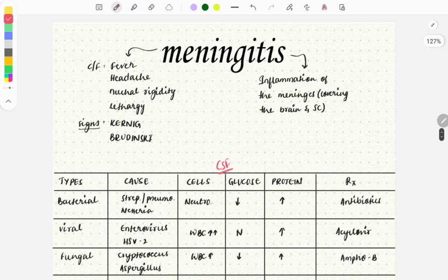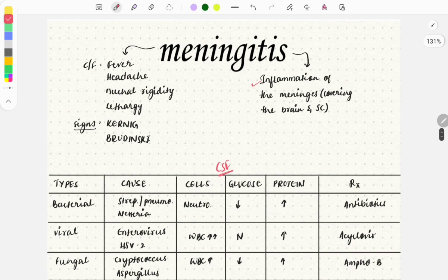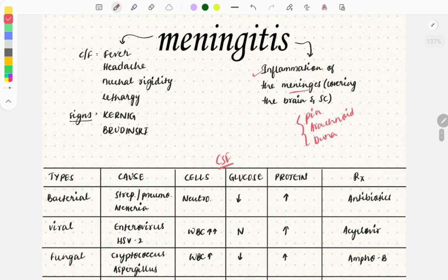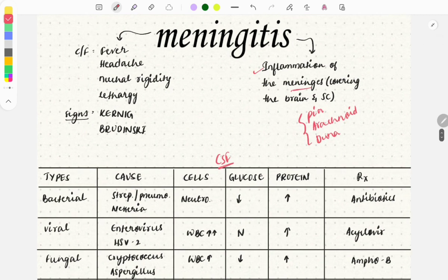Meningitis, the definition is inflammation of the meninges. The meninges, which are the covering of the brain and the spinal cord, are the pia mater, then the arachnoid mater, and dura mater. So whenever there is inflammation of these meninges, it presents as meningitis. The clinical features are fever, headache, nuchal rigidity, and lethargy. Along with this, in severe cases the patient can present with seizures, nausea and vomiting, then neck stiffness.